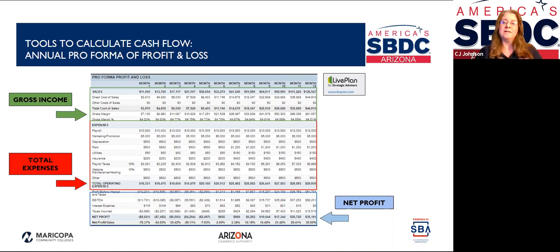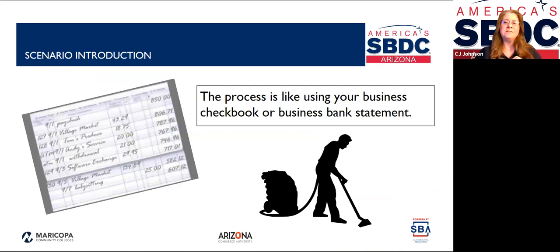The thing that helps remember the difference between the two is that the cash flow statement, the operative word, is cash. So everything is about cash, it's not about credit. And just remember, like we said earlier, that the process is like using your checkbook or bank statement: cash in, cash out. And we're going to walk through a scenario right now with a sample company called Like New Carpet Cleaners.